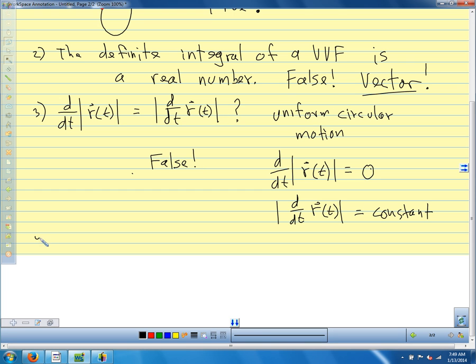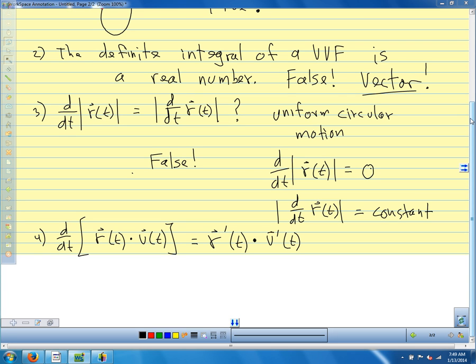All right, last one. The derivative of r of t dot u of t equals r prime of t dot u prime of t. True or false on that? Got some falses pretty quickly.